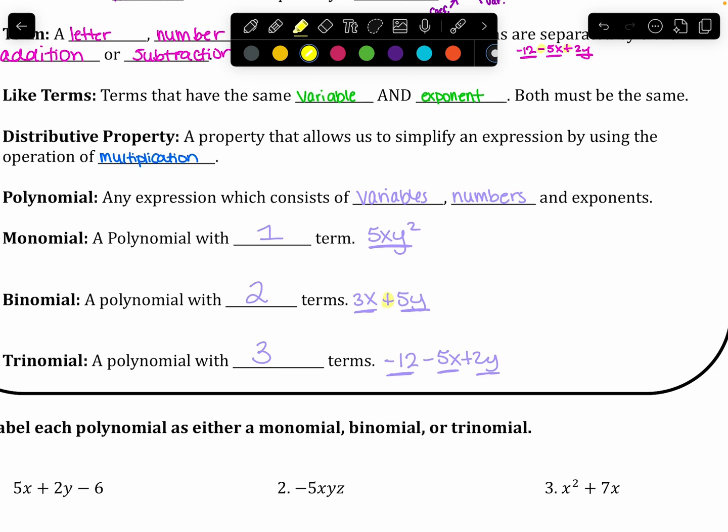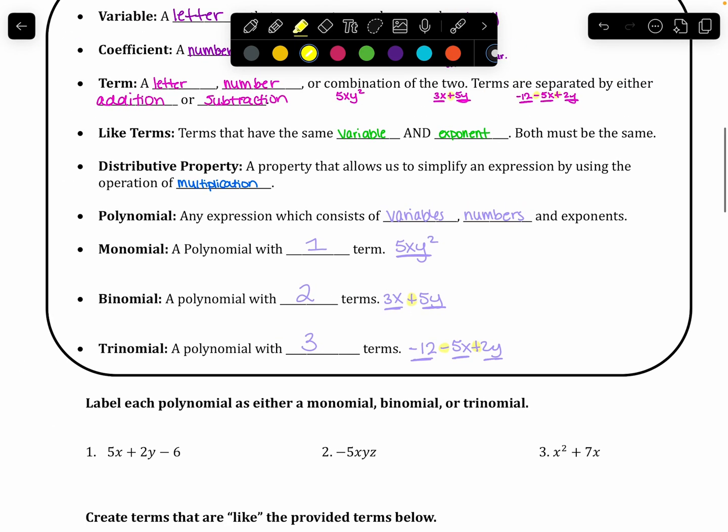As a reminder, terms are separated by addition and subtraction signs. There are no addition and subtraction signs in a monomial. A binomial will have one, either addition or subtraction. A trinomial has three terms and will have two signs, either both addition, both subtraction, or one addition, one subtraction.